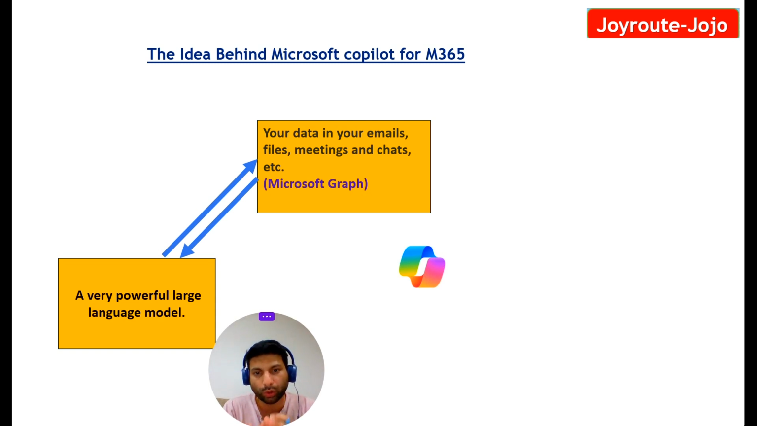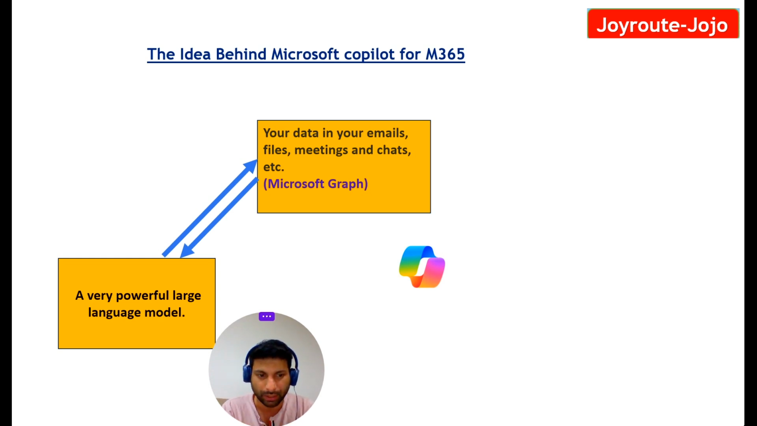And Microsoft called your Microsoft Graph. Think about something which is related to your work environment. In your work environment, you have a lot of emails, files, you conduct a lot of meetings and chats. Your files may be placed in the OneDrive. So all this data is available in your work environment.